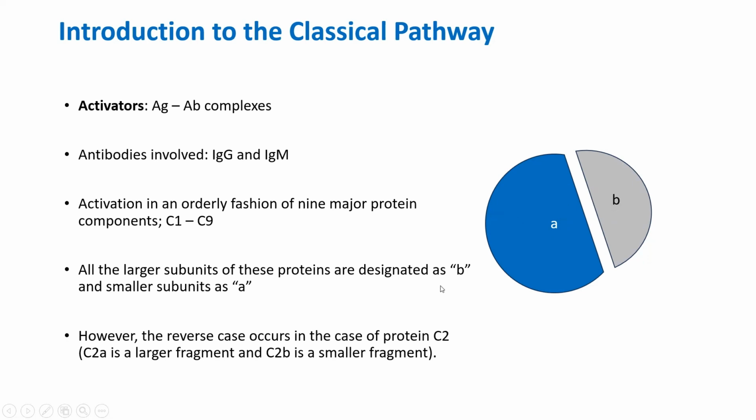So the heavier portion of the protein is the one that is dropped on the cell surface of the pathogen, and the smaller portion is left to go back into the blood, into the serum. Therefore, as you'll see going forward, a complex will be formed by the bigger portions.